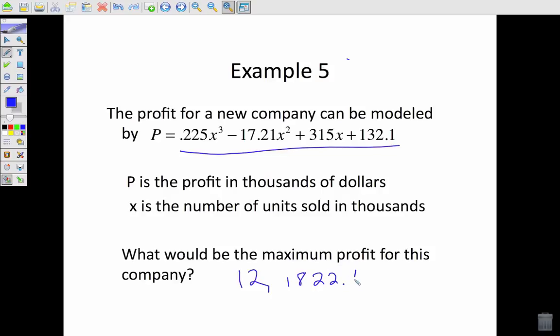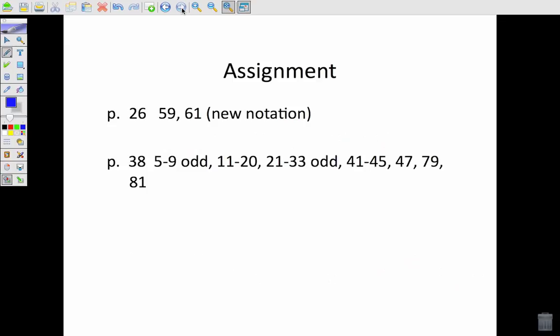All right, so here's what we've got. We've got 12, comma, 1822.68. Okay, so what does this mean? What is it asking me to do? It says, what would the maximum profit be? So it's 12, so about 12,000 units. So the profit would be 1,822.68. Okay, there's your final answer.